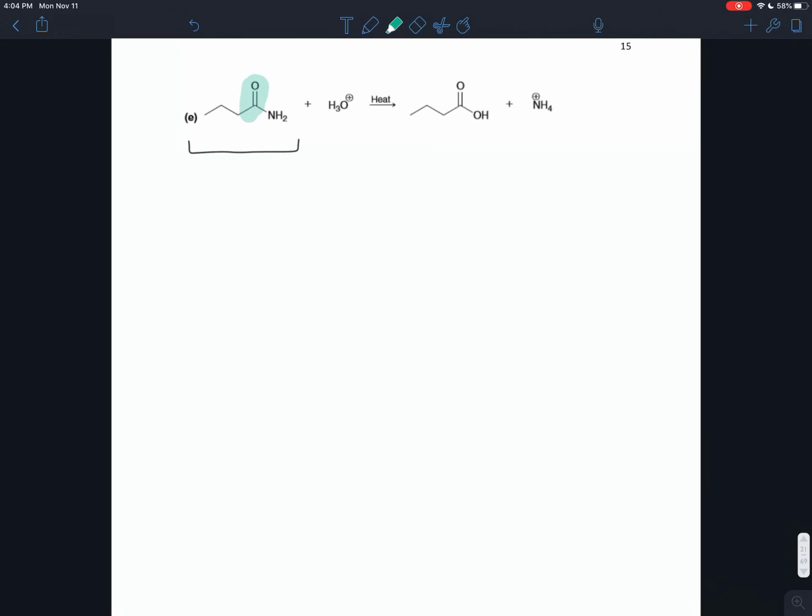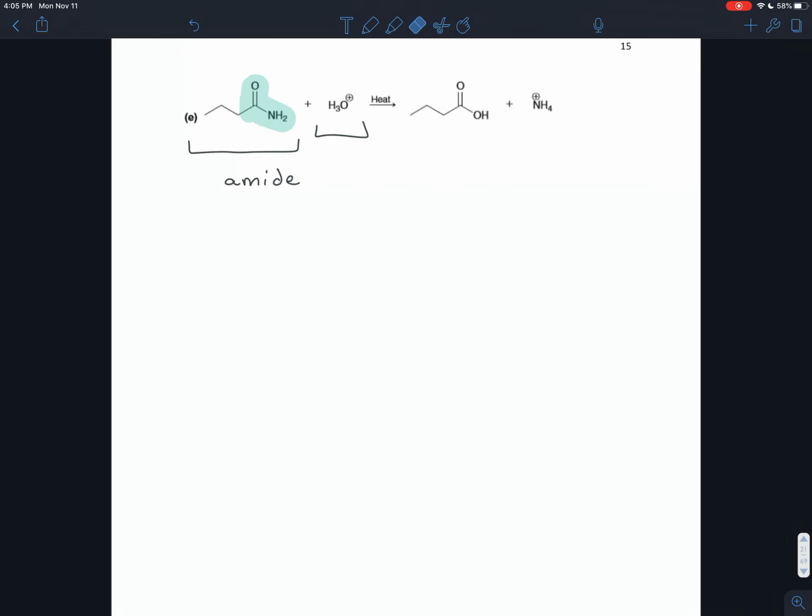We have a carbonyl, carbon double bonded to oxygen, with an amine on one side. That means we're dealing with an amide here, and that's not especially reactive. And then if you look at the nucleophile we're working with, it's barely nucleophilic at all. It has a positive charge. And so here, the mechanism is going to involve more proton transfers to change the reactivity and the stability of these molecules in order to get them to react.